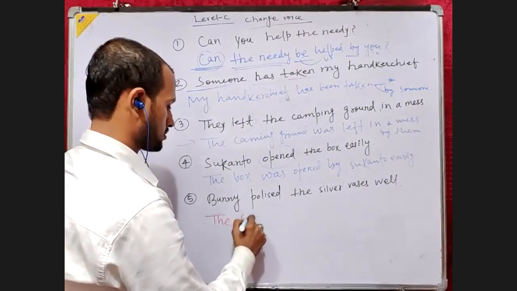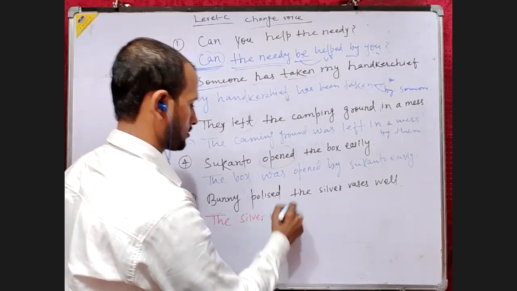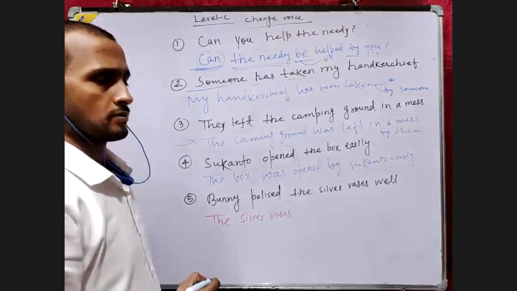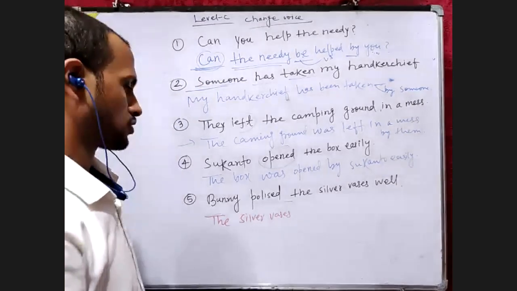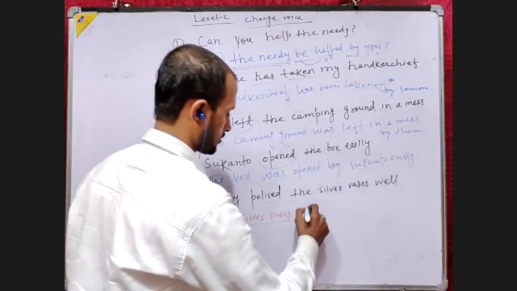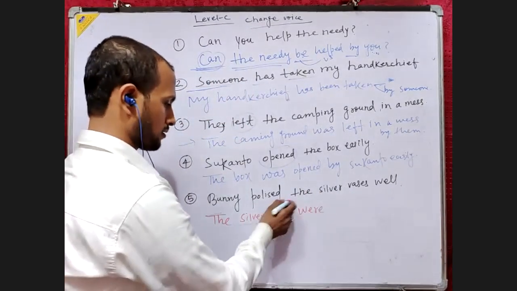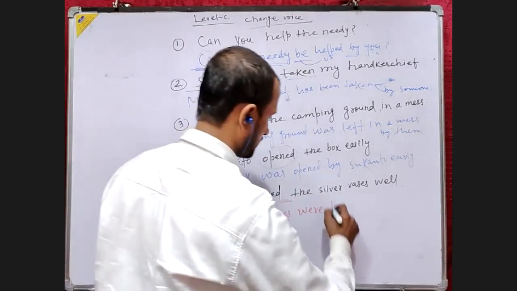The silver vessels. B2 means B2 will take was or were. Subject is here, base is plural. That's why we will write were. The silver vases were. Always V3. Polished will be polished.